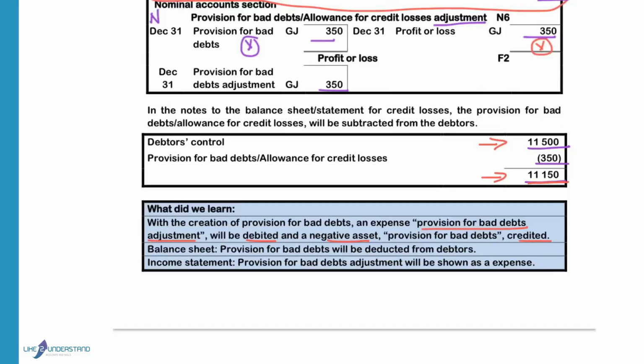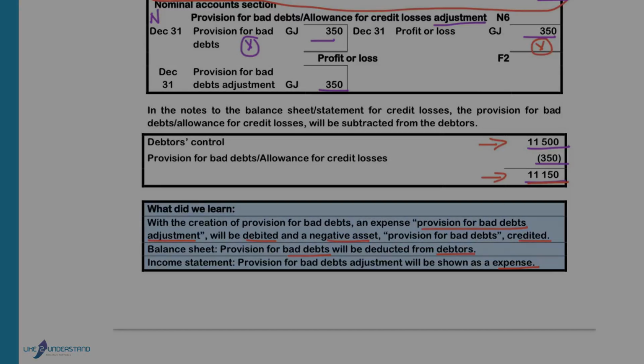In the balance sheet, the provision for bad debts will be deducted from the debtors. In the income statement, the provision for bad debts adjustment will be shown as an expense because for the current year we created the provision for bad debts. If the provision for bad debts is increased, it is shown as an expense in the income statement. If the provision for bad debts is reduced, it is shown as an income in the income statement.